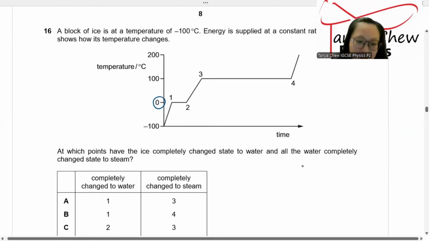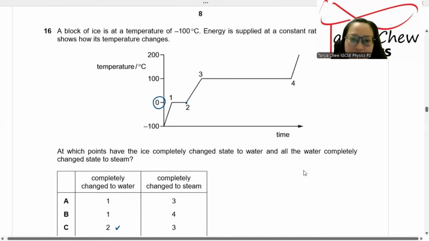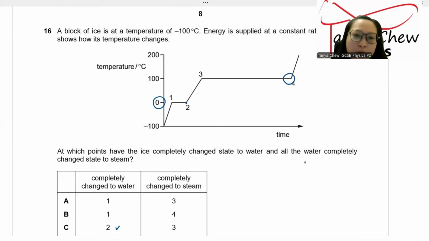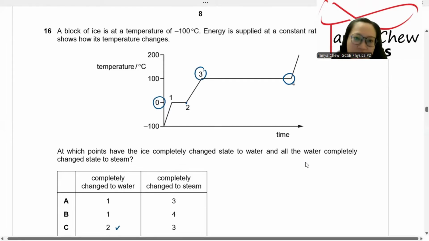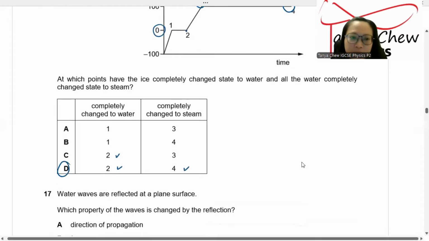So completely change to water has to be 2, because at 1 it started to change to water. So 2 is the answer. Completely change to steam at 100 degrees Celsius. Could you see that? Right. So at point 3, it started to change to steam. So that is why the answer is D.